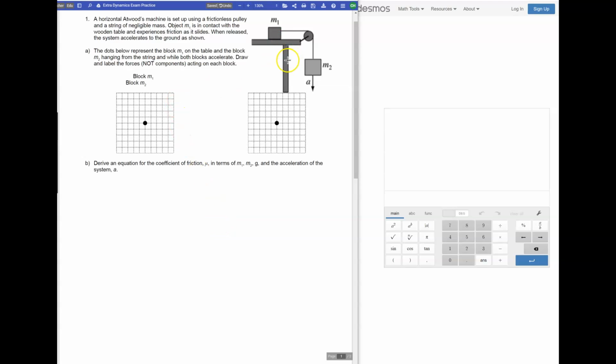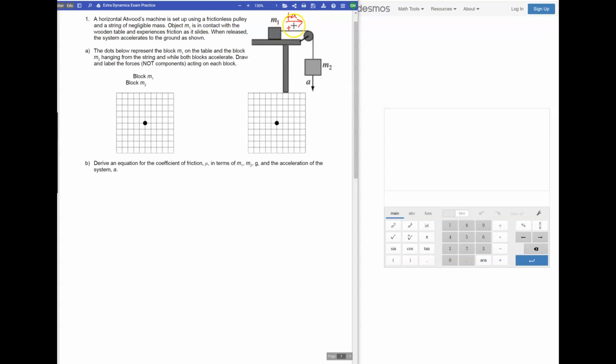We have a horizontal Atwood's machine, which means that we have one thing that's horizontal and the other one is vertical. We do know that this box is going to accelerate to the ground, but because it's tied to the pulley, and the pulley changes the string, which comes over here, we know that this will accelerate in this direction. So we're going to put plus a.